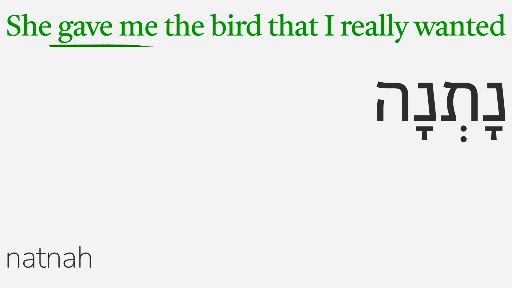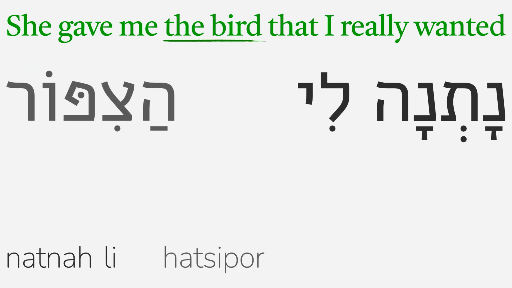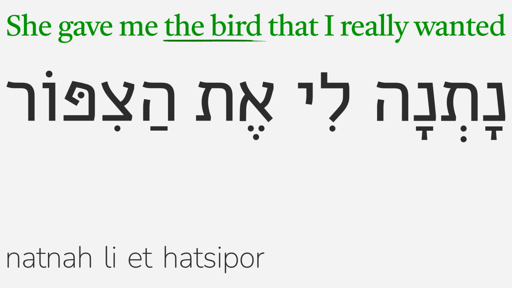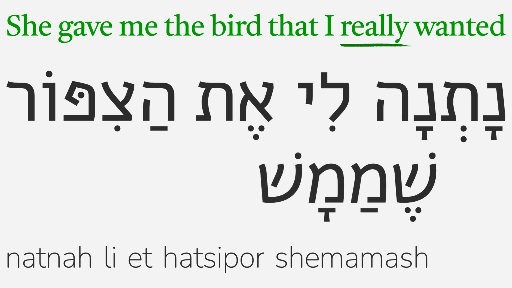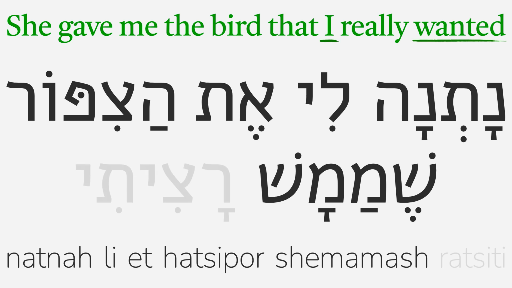In Hebrew, gave me will be natna li, gave to me. To me is li. The bird is hatzipor. And since hatzipor is the definite direct object of the verb natna, the preposition et must go before it. That is she, onto which we will attach the following Hebrew word, which is mamash, which means really. And finally, the verb I wanted is ratziti.